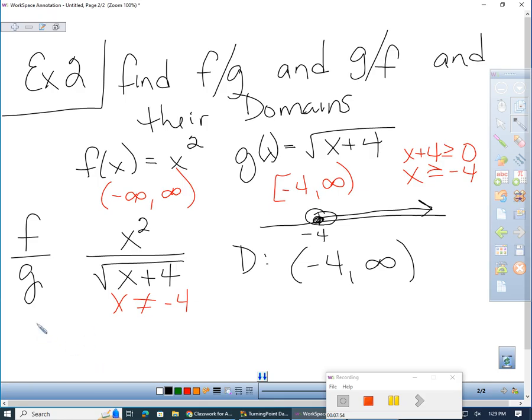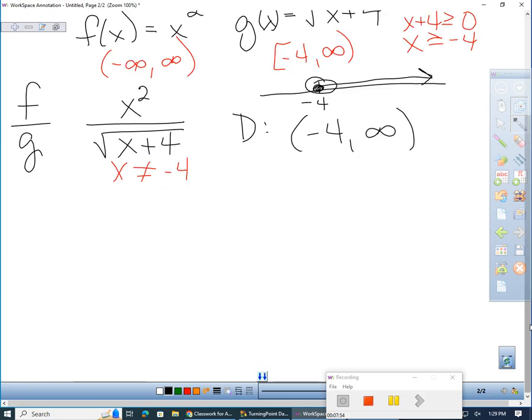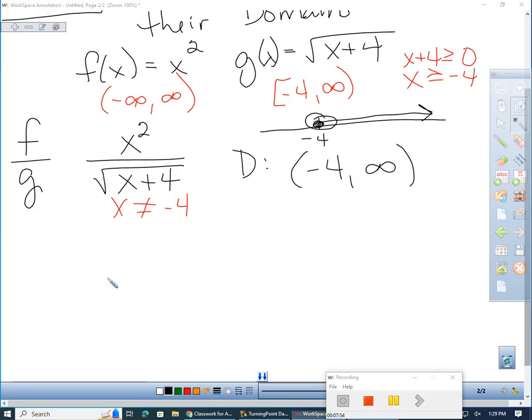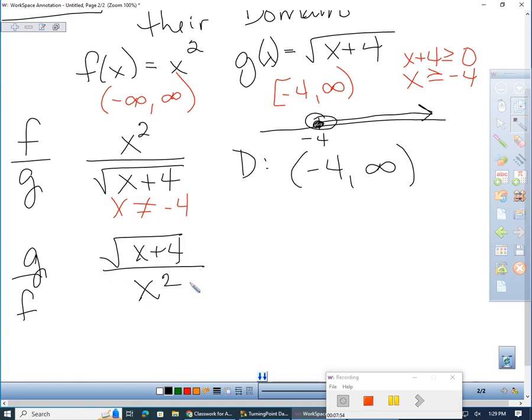All right, let's do g divided by f and see how that changes it. Back a little bit. G divided by f. So if I take my g, which is the square root of x plus 4, over x squared. Now what additional restriction do we have? Correct. X cannot equal 0 this time.